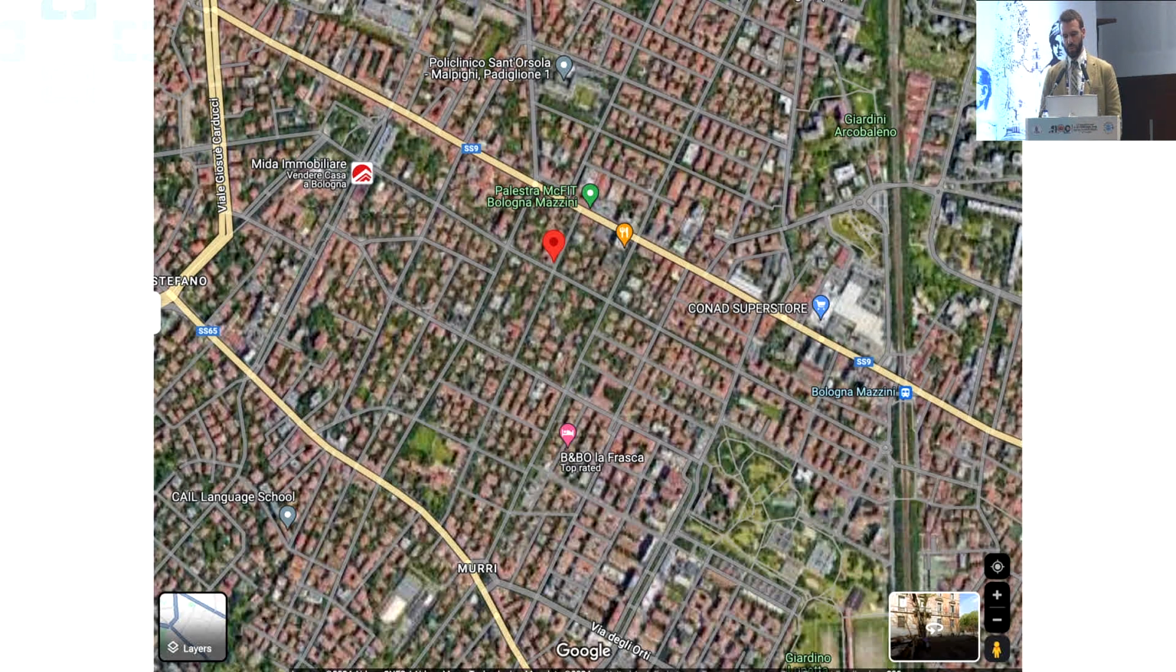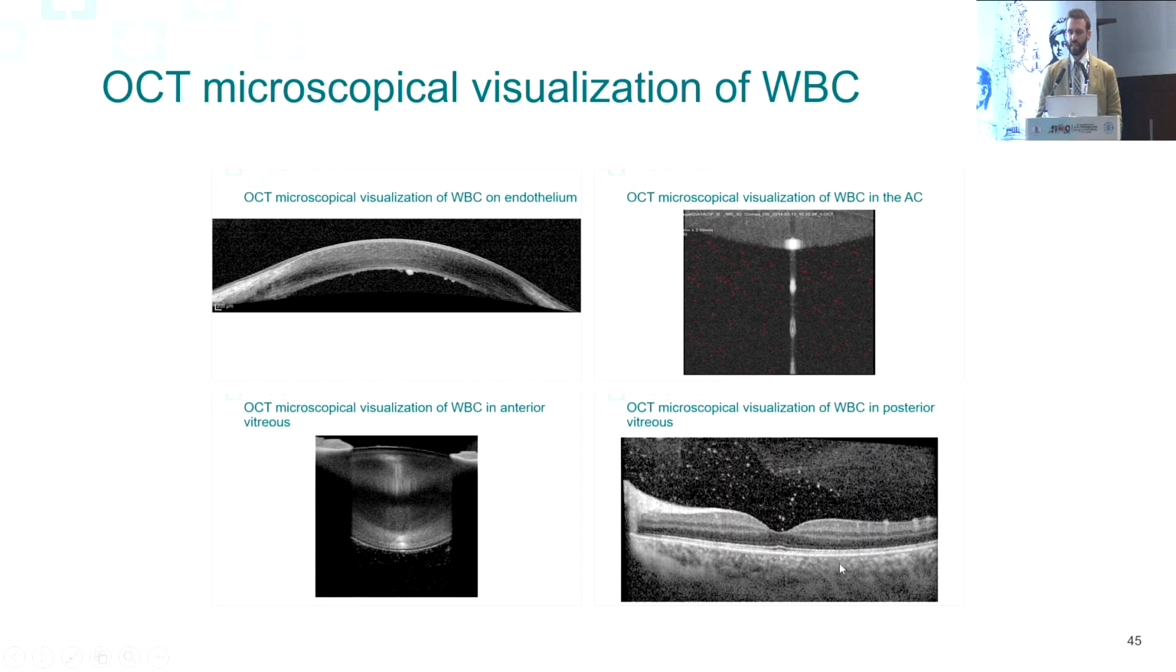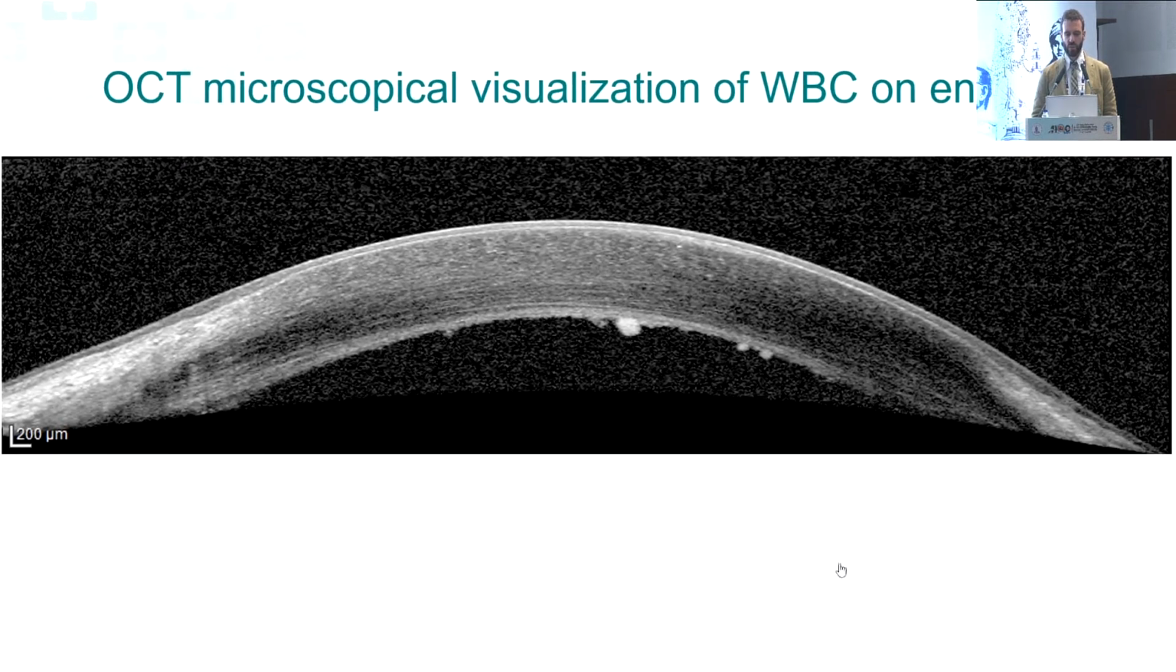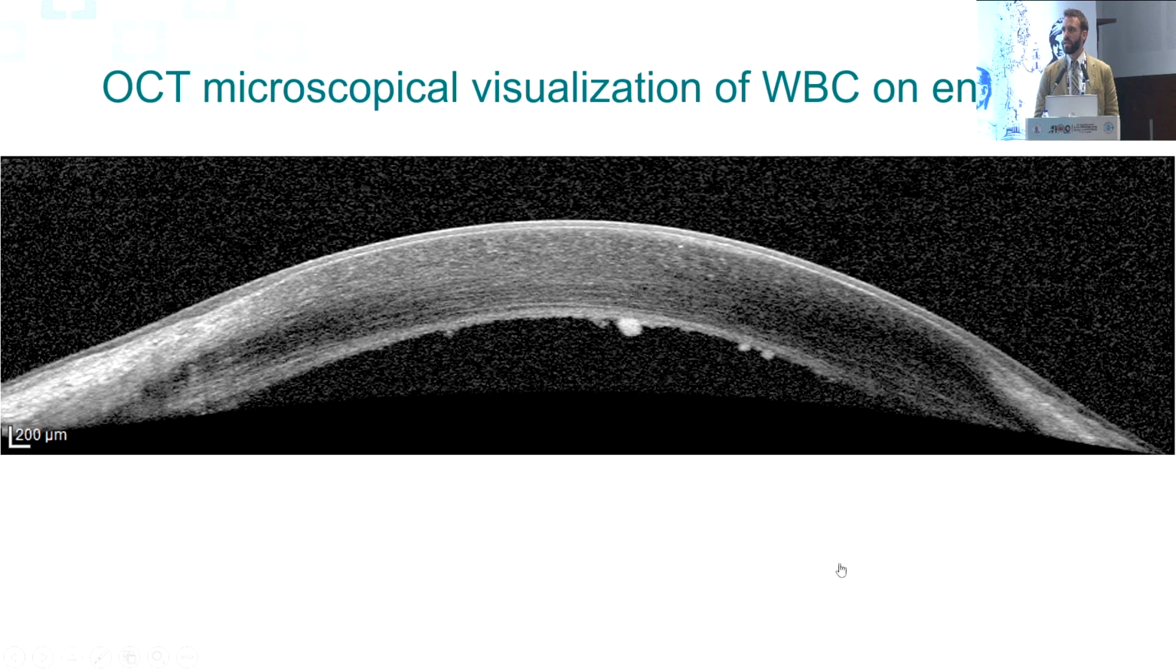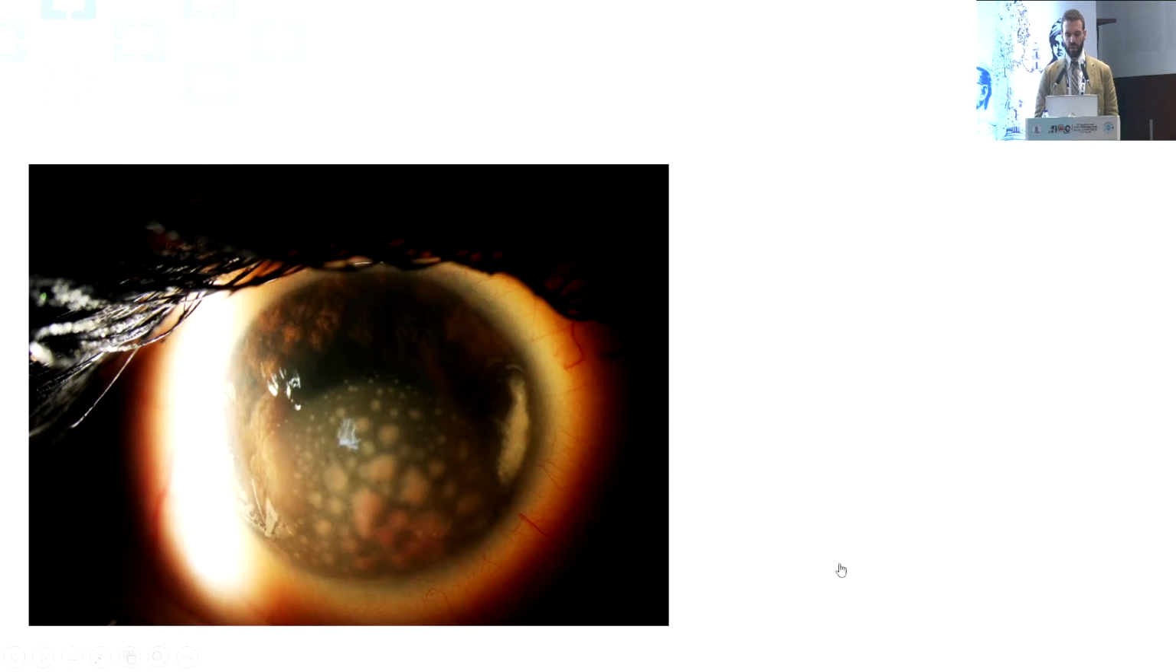Now, this is my neighborhood. Now you're seeing stuff in Google Maps that you can actually see with your own eyes. And that's the next step of OCT. We are seeing stuff that we can see with our own eyes and a slit lamp. So we've been using OCT, for example, to visualize keratic precipitates. Keratic precipitates are not part of the SUN classification, but it's something we look at all the time.